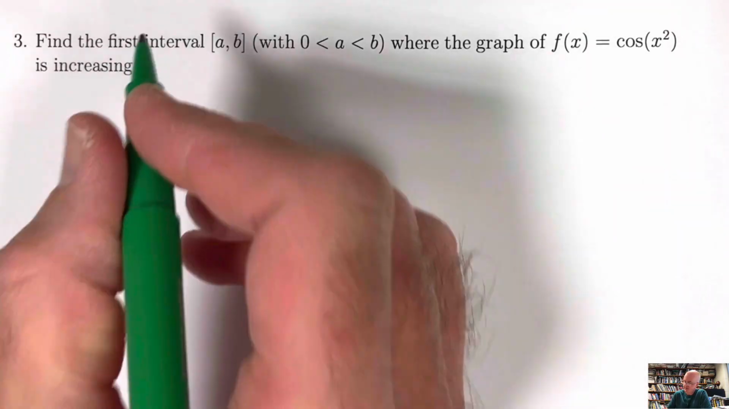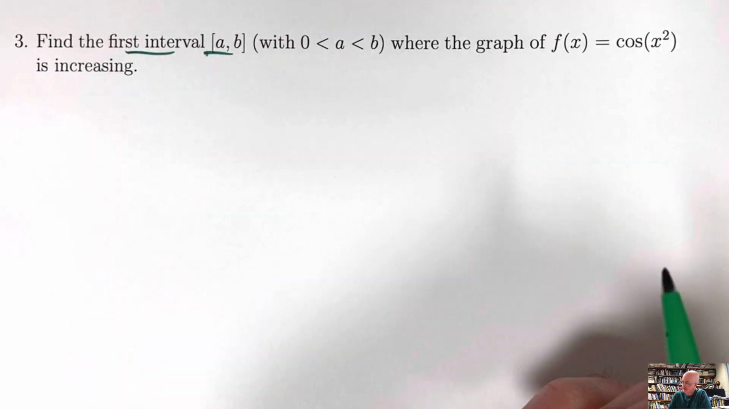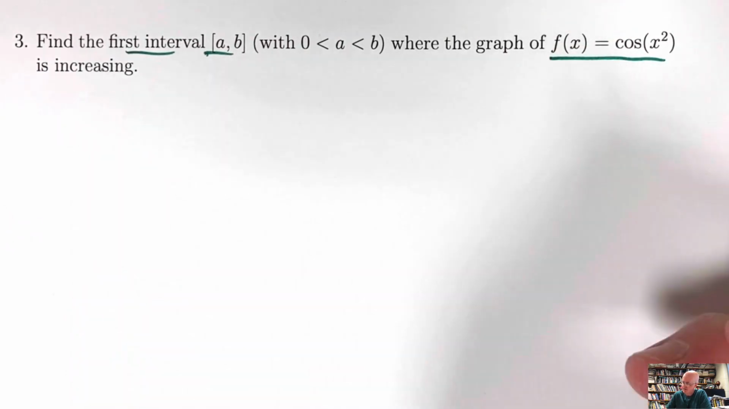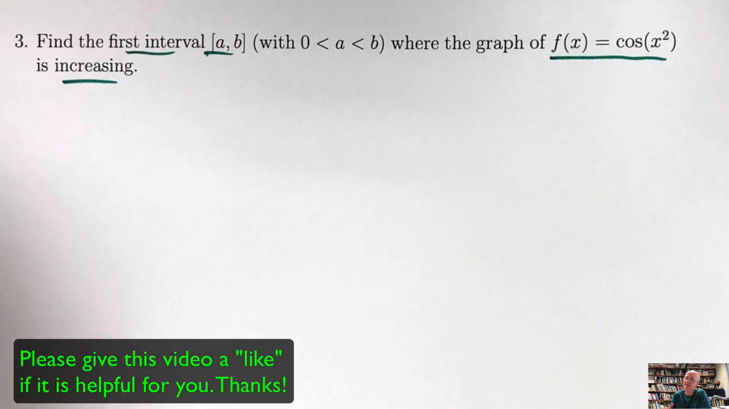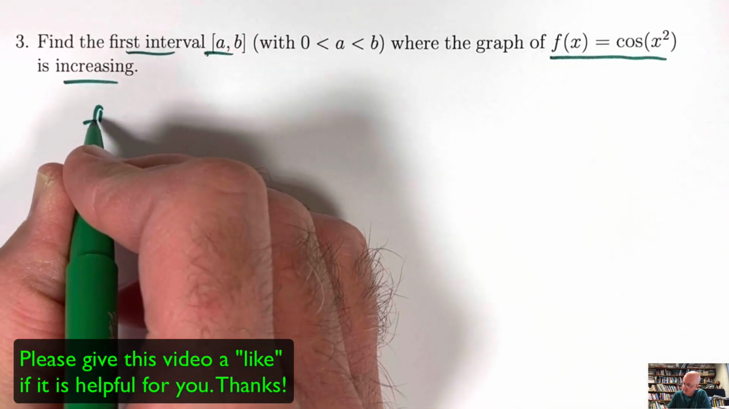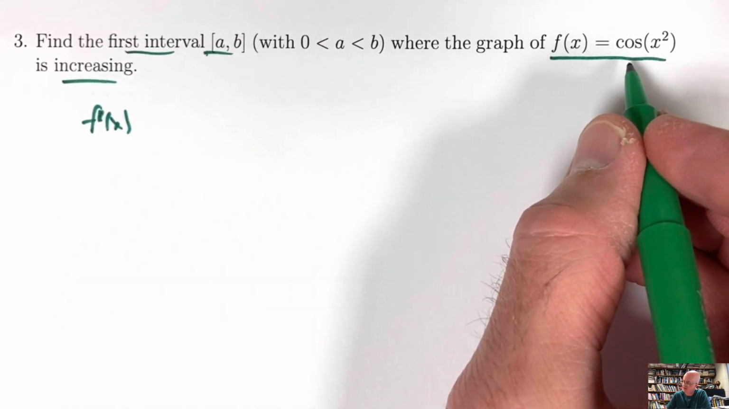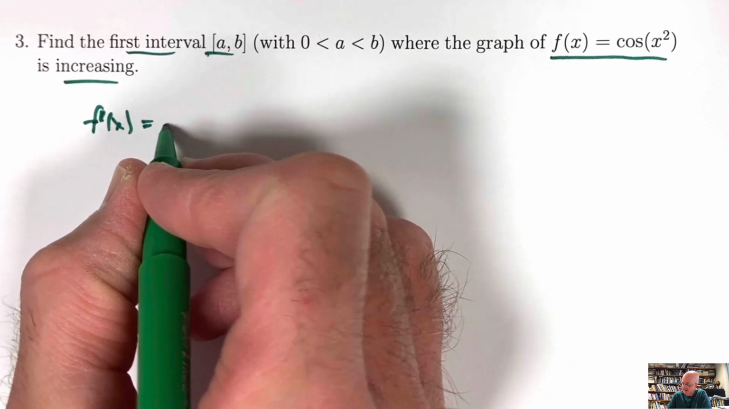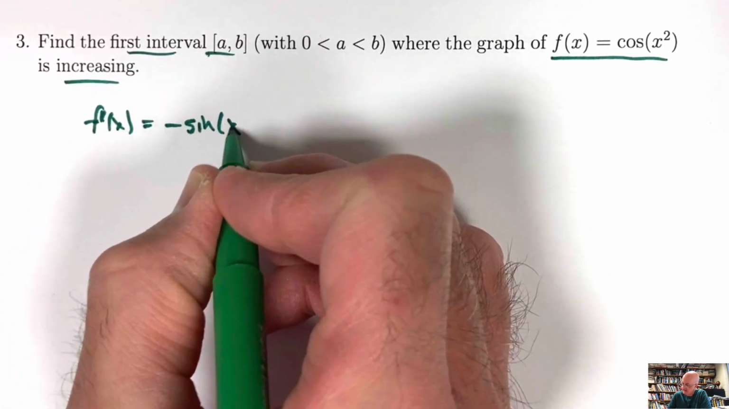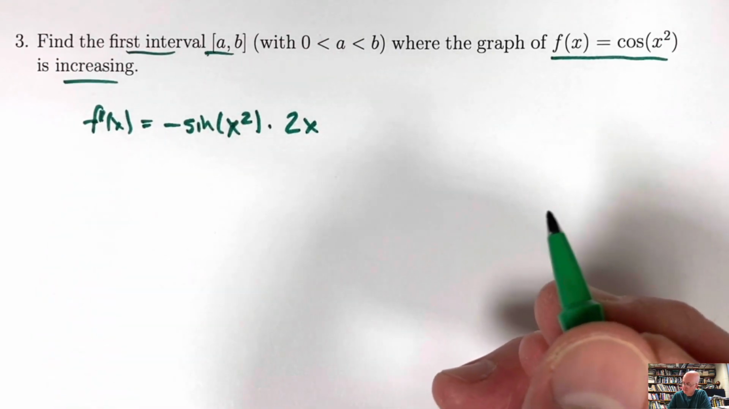Number 3 says find the first closed interval from a to b, where a and b are both positive and a is less than b, where the graph of f of x equals cosine of x squared is increasing, where its derivative first becomes positive. So let's find that derivative. F prime of x, I need the chain rule. Inside function is x squared, outside function is cosine of x. The derivative of the outside function, cosine, is negative sine. Plug in the inside function, multiply times the derivative of the inside function. There we go, there's the derivative.